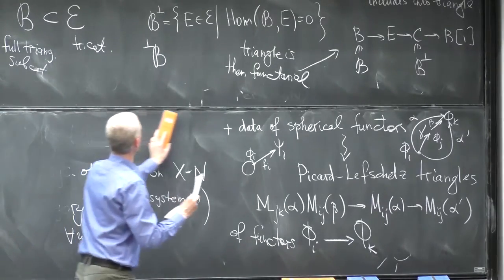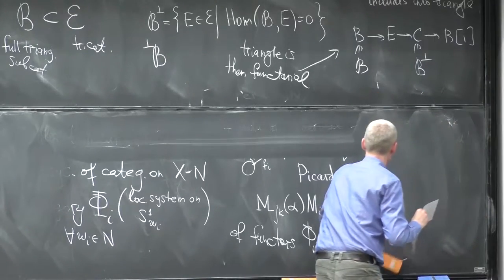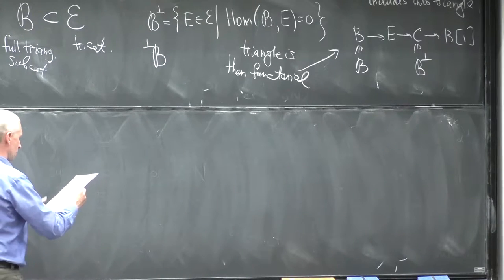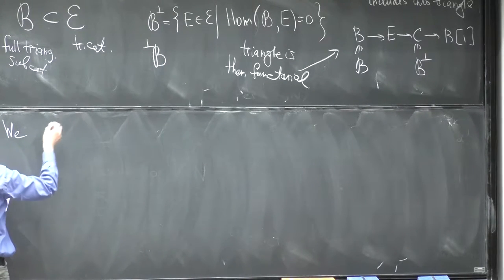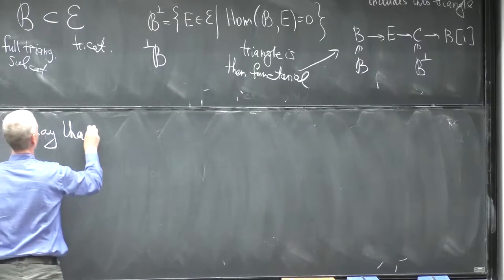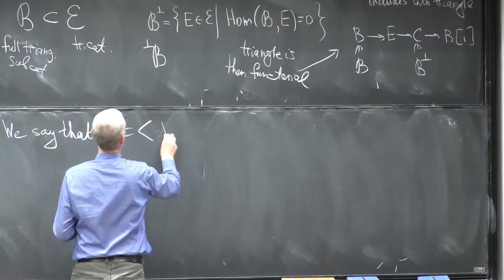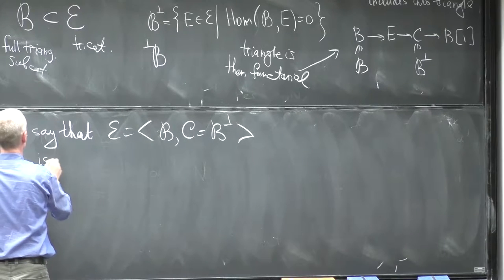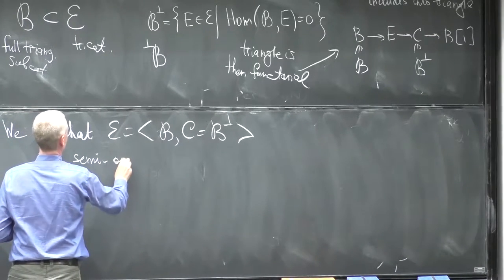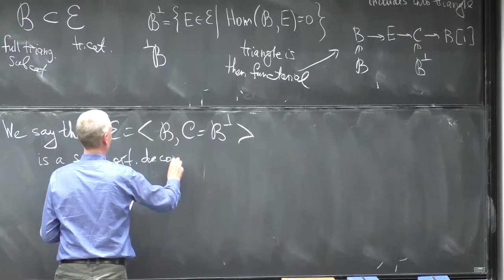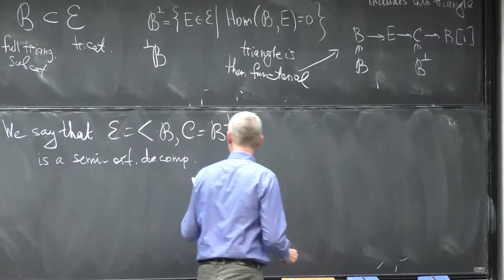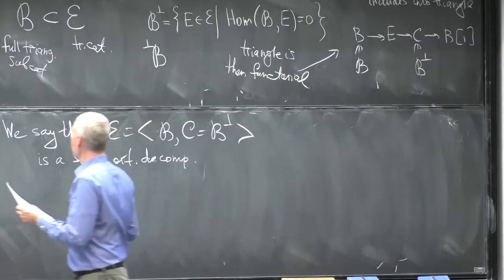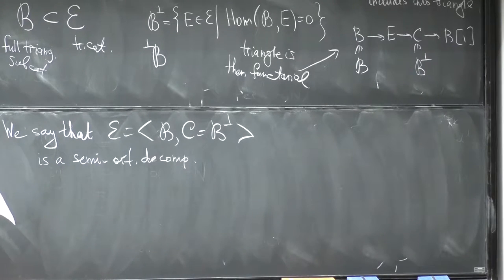So in this case, we say that we have a semi-orthogonal decomposition. If this happens, we say that E, which is B, and here I write C, which is B orthogonal, is a semi-orthogonal decomposition. In such a case, they are orthogonal in one direction, but not in the other direction. So we have the gluing data. It's like a short exact sequence.